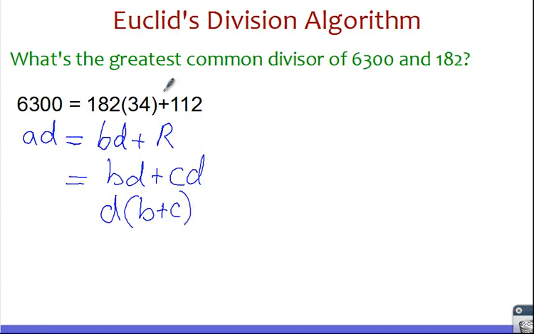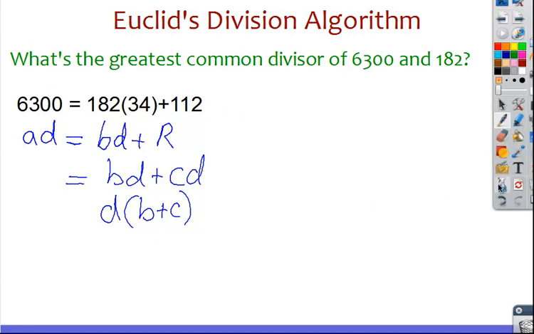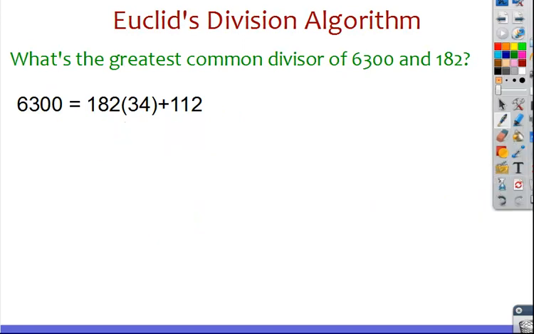And so Euclid's division algorithm is really kind of ingenious, right? Because what it says is, okay, I've got a greatest common divisor. I don't know what it is yet, but if I divide 6,300 by 182, then the remainder is also going to be divisible by the greatest common divisor of 182 and 6,300. And so that's the starting point. Let me clear these off.